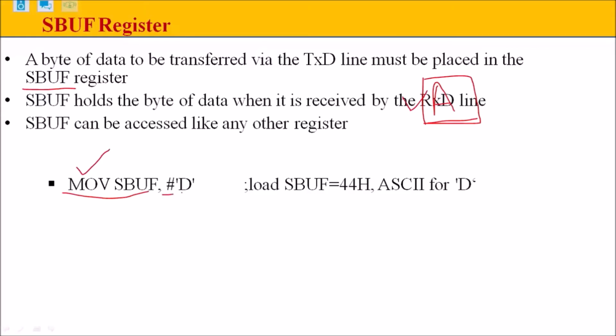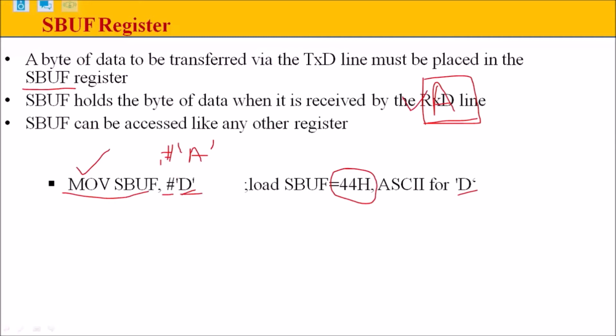MOV SBUF, #, and in single quotes you write that character D. For example, if you want to transmit character A, you can write MOV SBUF comma hash, and in single quotes write character A. Here character D is stored in SBUF. So the ASCII value of character D is 44H.